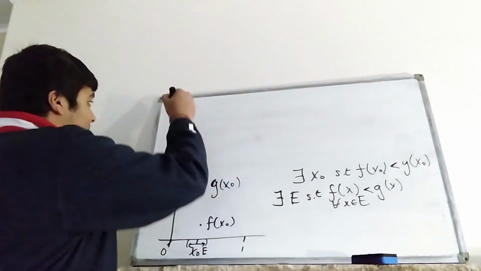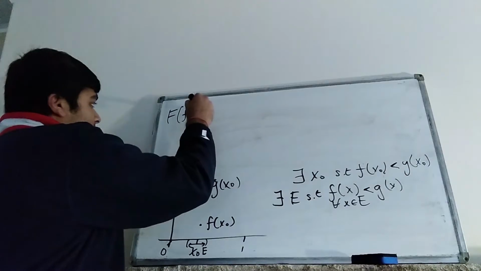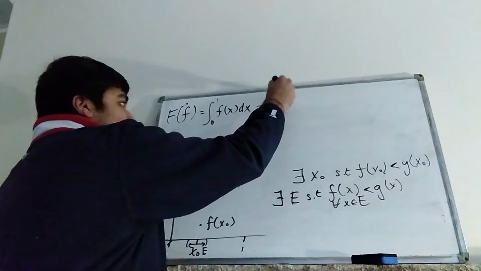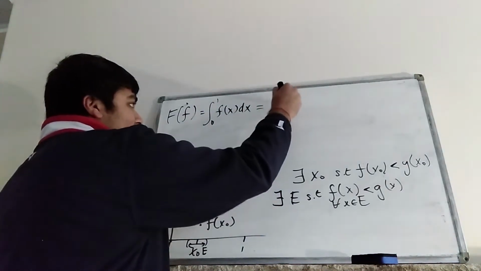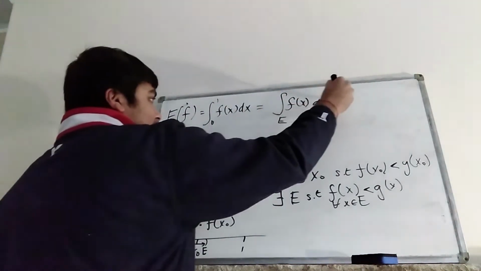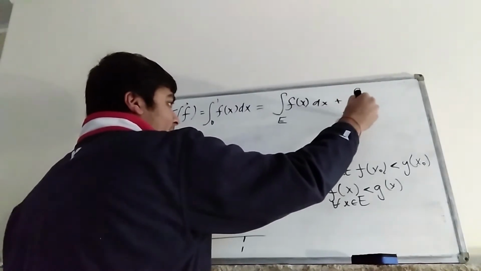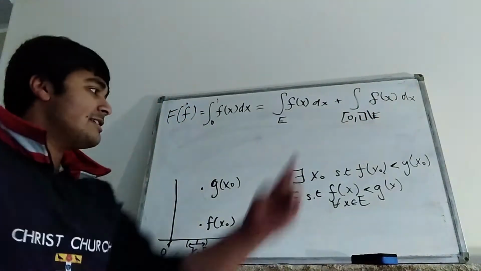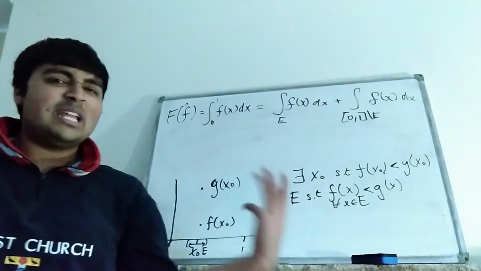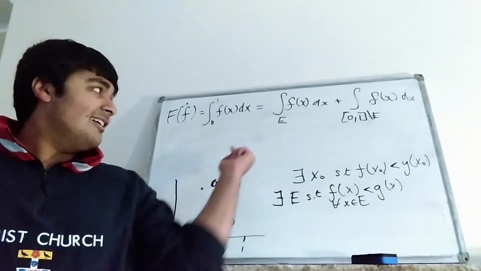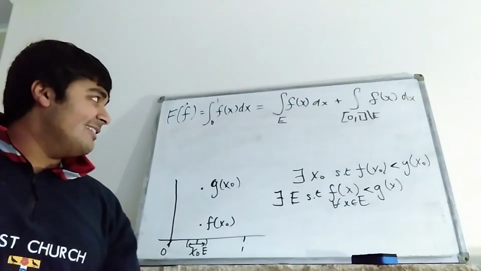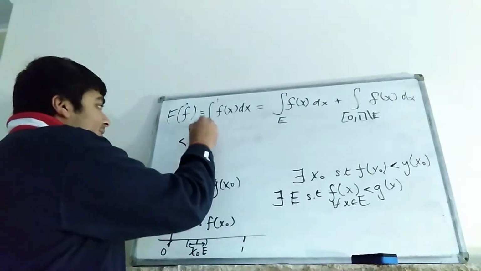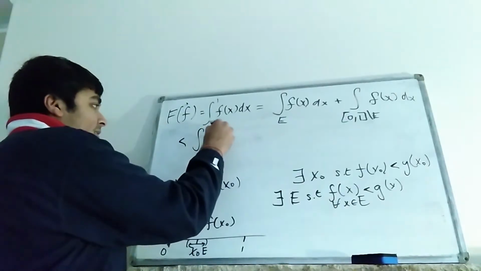So capital F of f is simply the integral from 0 to 1 of f of x dx. Of course, we can just write this as the integral over E of f of x dx plus the integral on 0, 1 without E of f of x dx. But because f is strictly less than g on this interval, and f and g are nice and continuous, and E is measurable, I should say, it's an interval, this is strictly less than the integral on E of g of x dx.